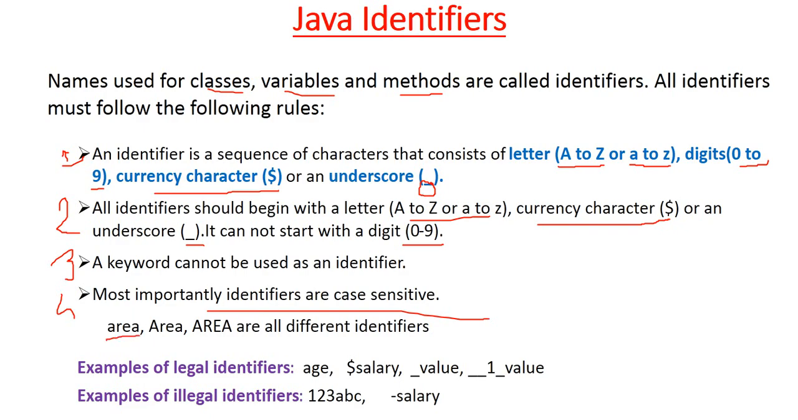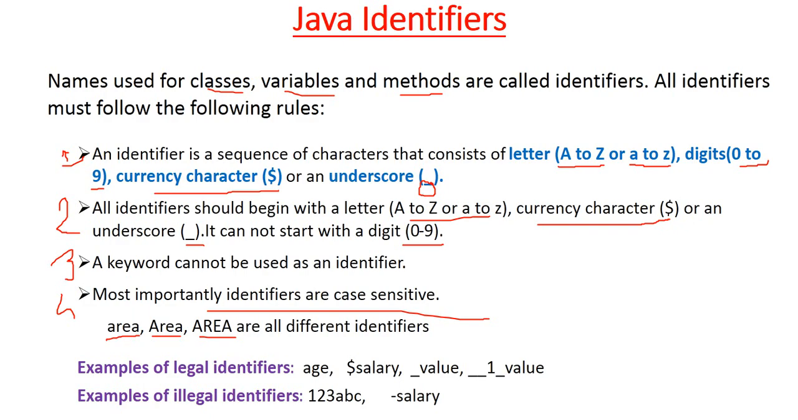That means area with all small letters, Area starting with a capital letter, or AREA with all capital letters are 3 different identifiers. So please remember, it is the most important fact in Java coding that Java is case sensitive. So there is a difference between uppercase and lowercase.